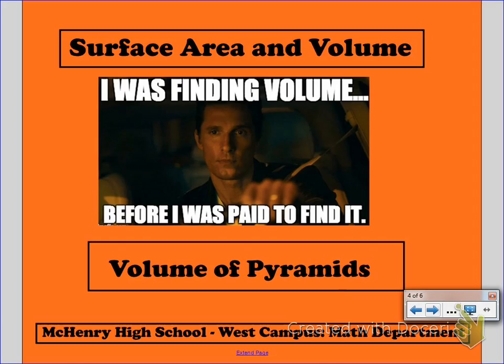All right, our next solid that we're going to be able to find the volume of is our other polyhedron. Previously, we've done volume of a prism. The other polyhedrons we're going to deal with are going to be pyramids. So today we're going to explore volume of pyramids.